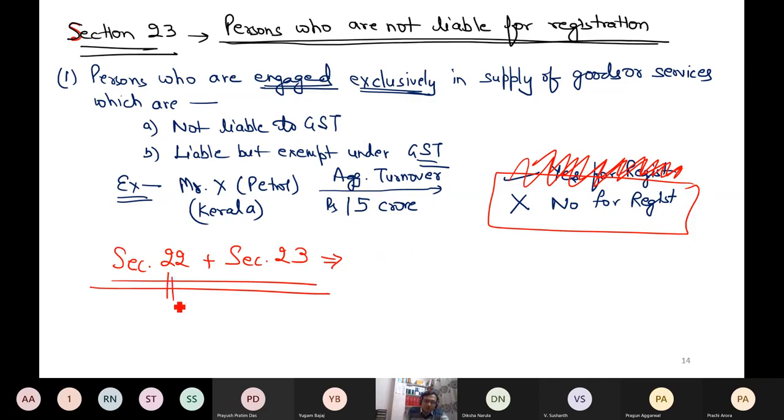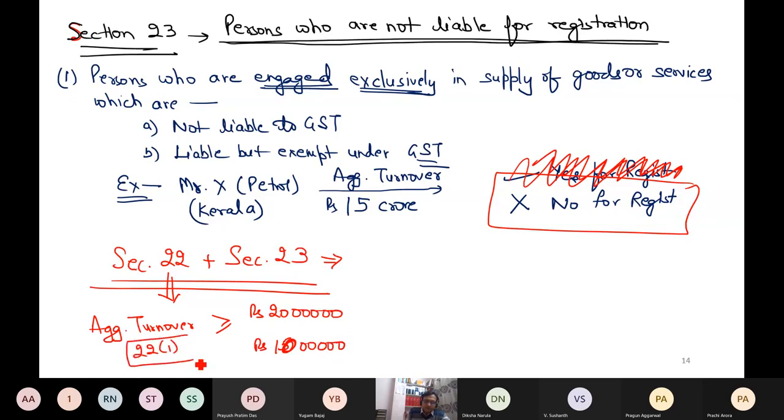Section 22, subsection 1 says if aggregate turnover exceeds what? 20 lakh. First of all, there is no 5 crore something limit. There is no such limit of 5 crore or 10 lakh. This is what section 22(1) says. Diksha, am I right? Do you remember this? Yes, sir. Okay, so if this person is in Kerala, then 20 lakh limit is there. Am I right?